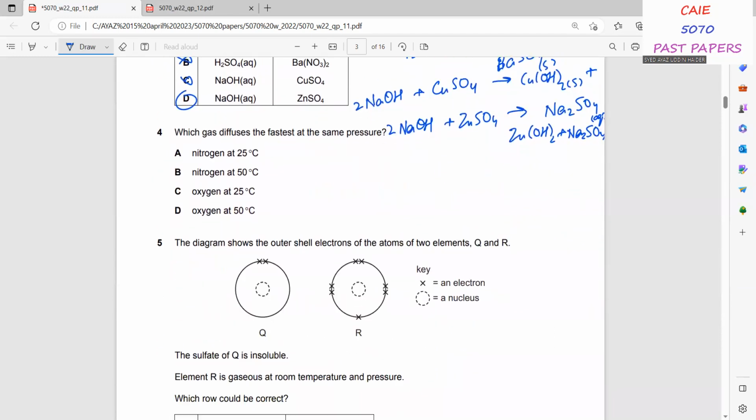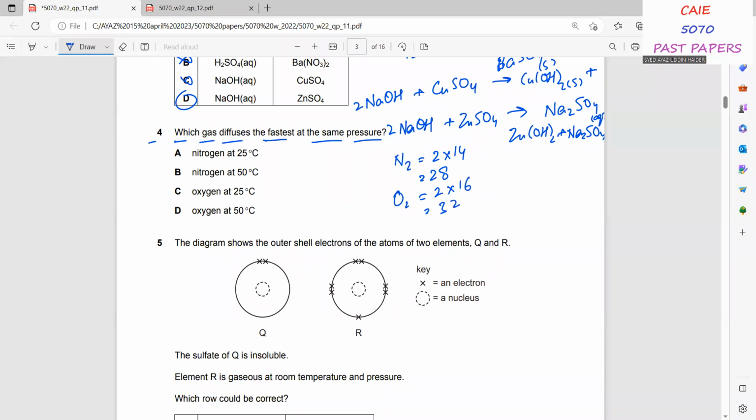Number 4, which gas diffuses the fastest at the same pressure? What we will do is calculate the Mr of these. We have only two gases, nitrogen gas, N2, and oxygen. Ar of nitrogen is 14, so 2 multiplied by 14 gives 28. 28 is the Mr of N2. What about oxygen? Ar of oxygen is 16, so 2 multiplied by 16, we get 32.